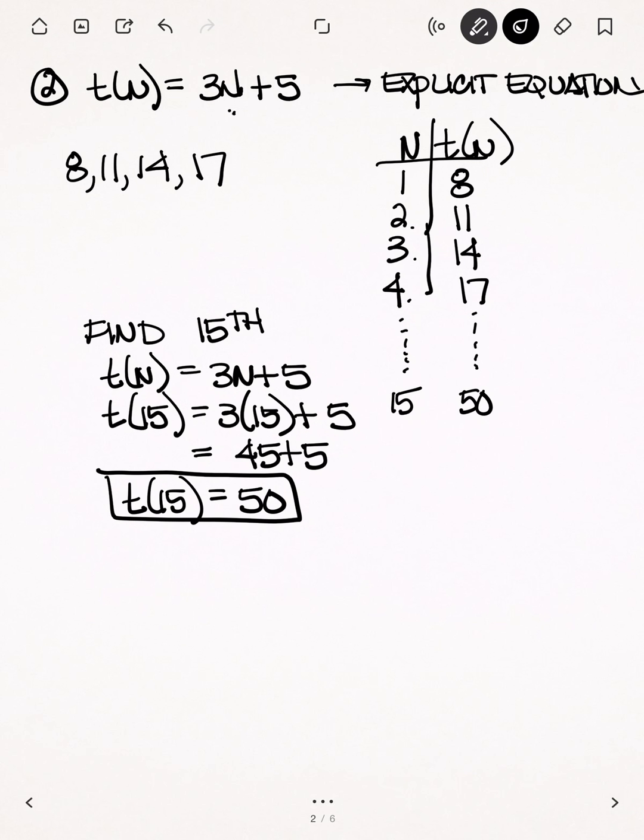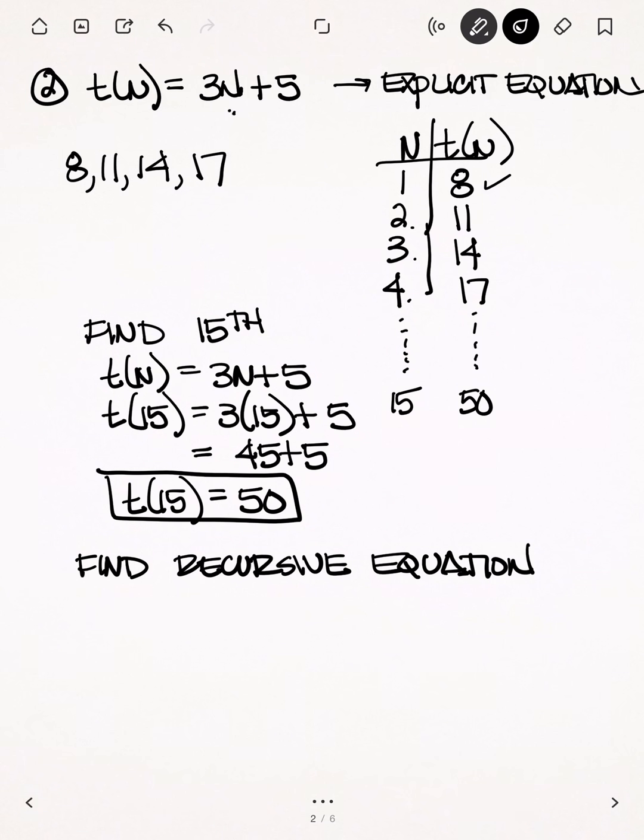What if they asked me to find the recursive equation? So if I want to find the recursive, let's write that down. Find the recursive equation. Well, I have to know a point. Let's just go with the first term. I know that t of 1 is equal to 8. So we have to have a starting point.